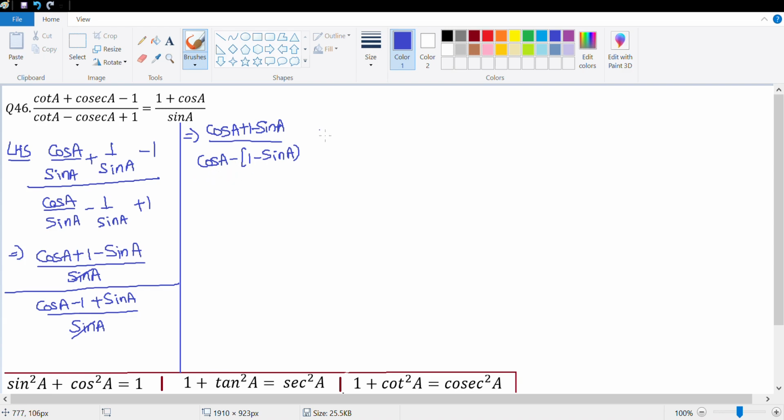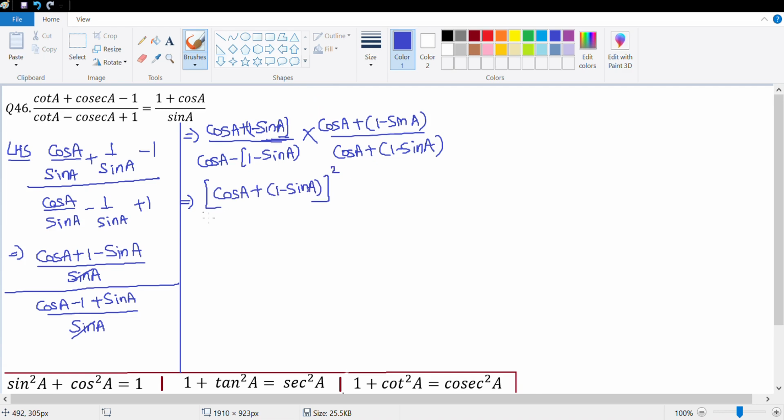Now this is the point where I rationalize it. Why do I rationalize it? Because I obviously need square relationship. So how will I rationalize it? I will multiply it with cos A plus 1 minus sine A upon cos A plus 1 minus sine A. Perfect. When I rationalize, what do I get? This is cos A plus 1 minus sine A times cos A plus 1 minus sine A, which means cos A plus 1 minus sine A the whole square.